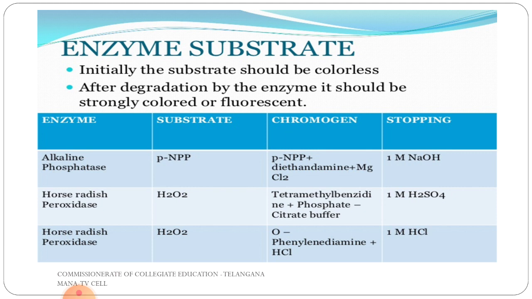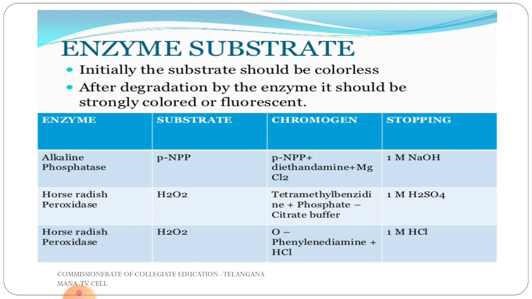Enzyme substrates. Initially the substrate should be colorless. After being degraded by the enzyme, it should be strongly colored or fluorescent. Enzymes like alkaline phosphatase, whose substrate is PNPP and the chromogen is PNPP, react with diethanolamine in presence of magnesium chloride, and this reaction can be stopped by 1 molar NaOH.